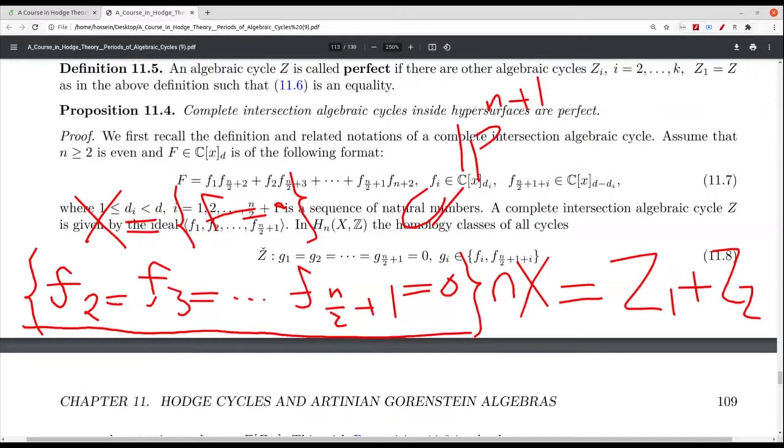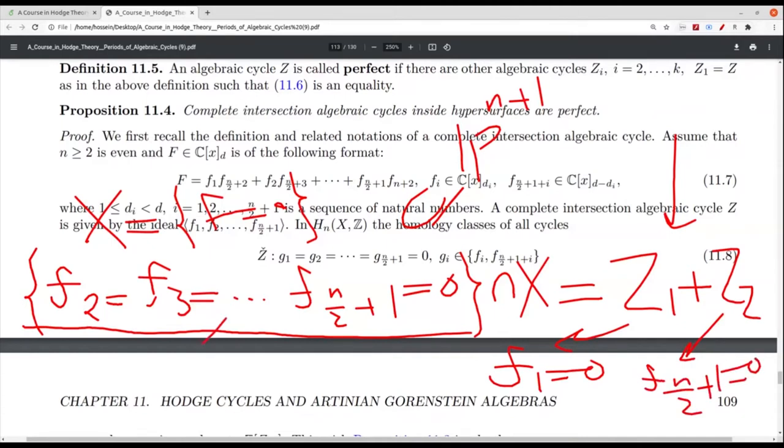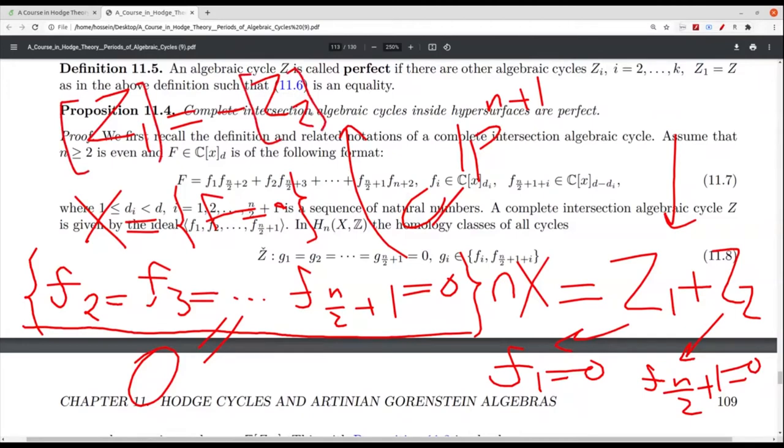But when we intersect it in x, we get two algebraic cycles. So up to polarization, let's say this z1 and z2, one is given by the extra condition f1 equal to 0, the other one is given by the extra condition f_{n/2+1} equal to 0. So this in the primitive cohomology is 0, so this means that at the end we will get z1 equal to minus z2, and let's say it's a primitive homology class.